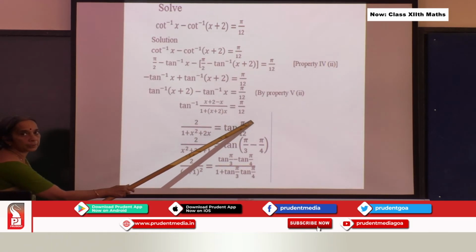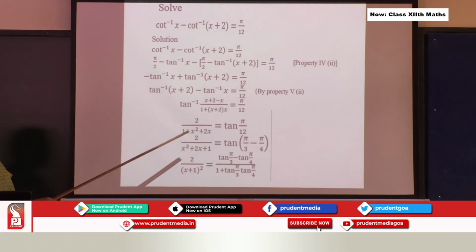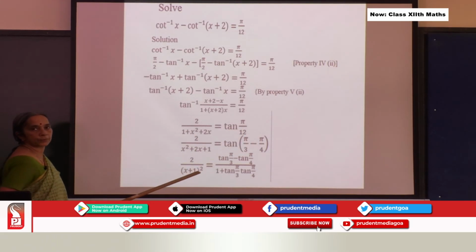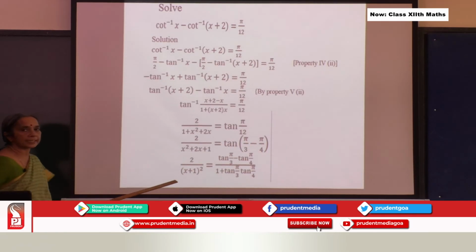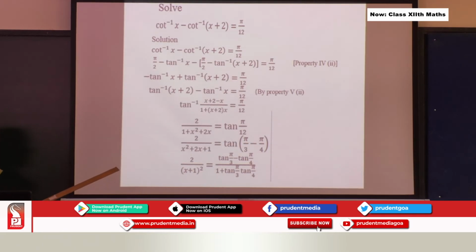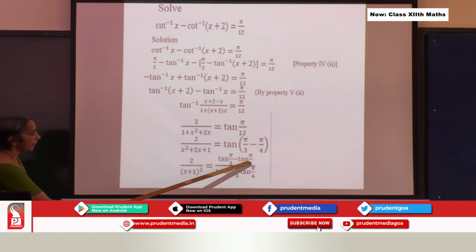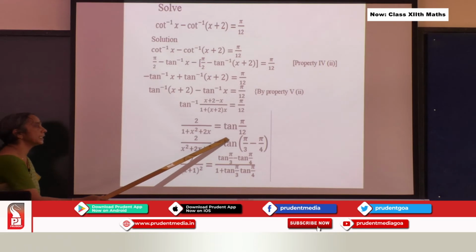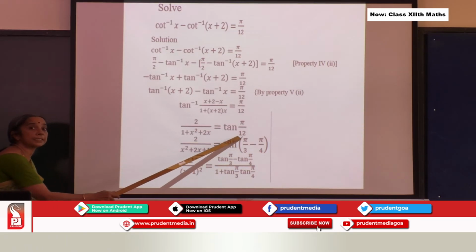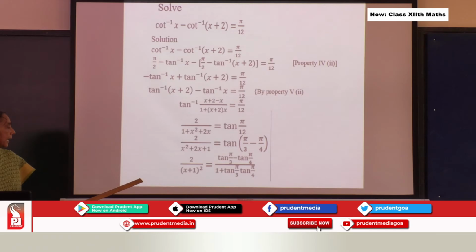Pi by 12, I told you, is 15 degrees. 15 degrees can be written as 60 minus 45, so pi by 3 minus pi by 4. You have to write in radians; you cannot write in degrees. So it is tan pi by 3 minus tan pi by 4 upon 1 plus tan pi by 3 into tan pi by 4. Here we are using the trigonometric formula tan of A minus B: tan A minus tan B upon 1 plus tan A tan B.